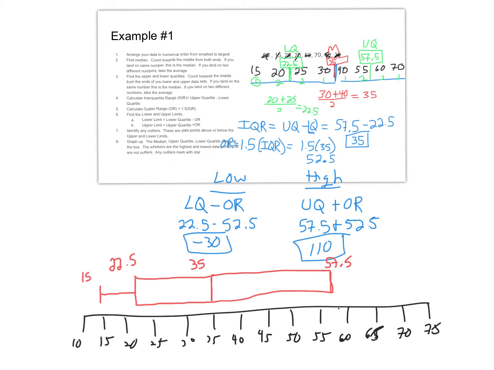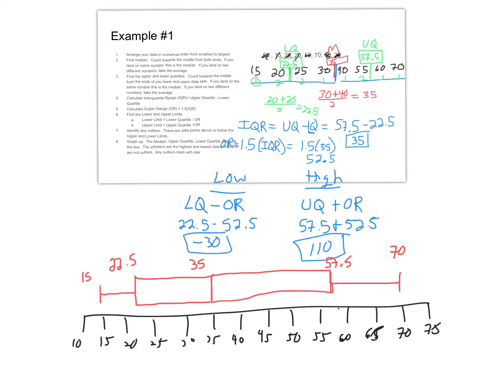Now for the upper whisker, the largest data point not an outlier was 70. So let's go to 70. Connect the dot. And there's the construction of the box and whisker.